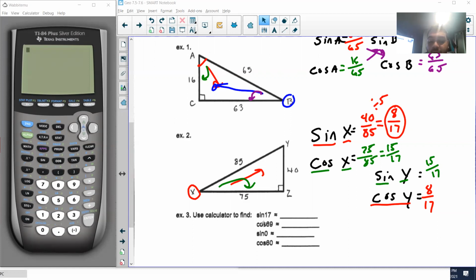So what do we do here? Very straightforward. Sine of 17. All that means is that I'm going to click the sine button. S-I-N. I know it's spelled sin, but it's sine. Sine button of 17. Type that in, click enter. You're going to write your answer to 2 decimal places. Round properly. So 0.29.